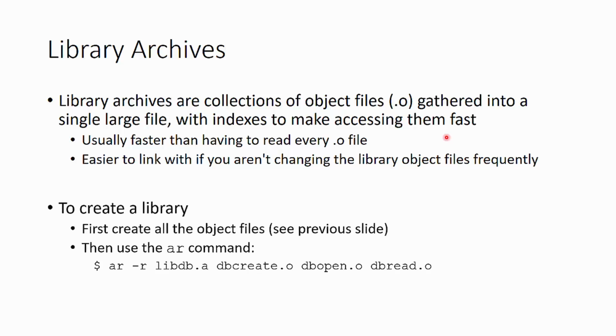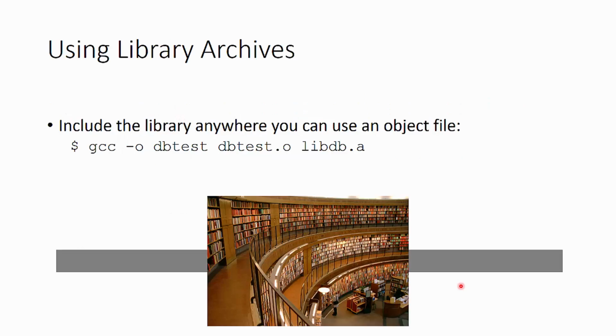So to do this, to create the library, we'd first create all of our object files, as on the previous slide. And then we'd use the ar command, the archive command. ar -r, here is the name of the archive that we're creating. And then here are all of the object files that we're going to be adding in. To use this, we would just go ahead and include it. Here's libdb.a. We could just include that alongside our dbtest.o object file as we compile the dbtest program. So these things can store all kinds of different files. And here's the Library of Congress down below in the US.